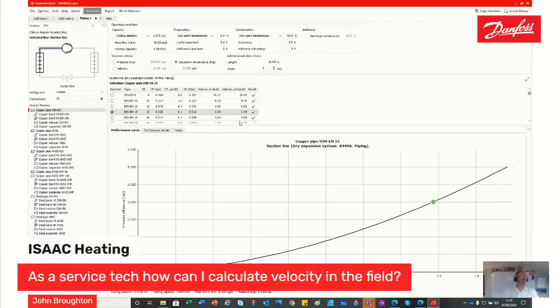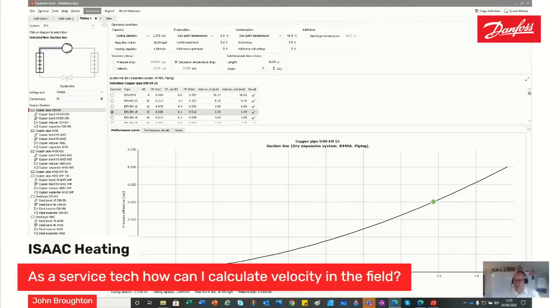So it's a very quick and easy way to do it. And you can decide whether it is vertical, horizontal, and all those sorts of things. I won't go into it in too much depth, but there is that functionality within Coolselector. Okay, so that's that. Let's go back to my beautiful face again.